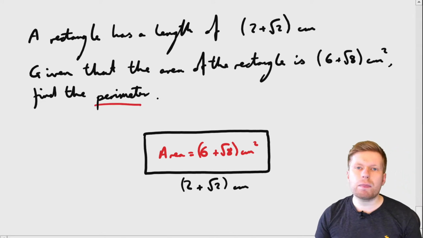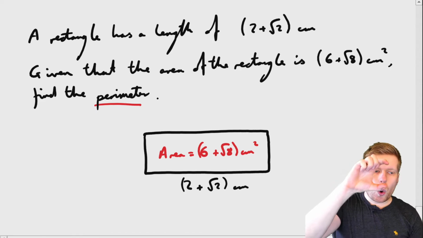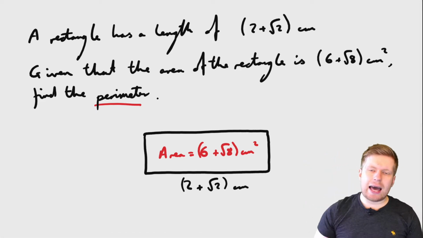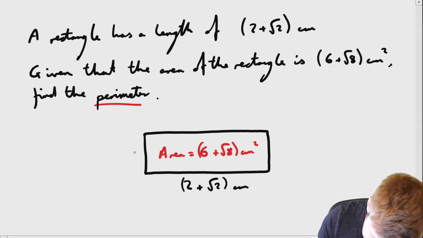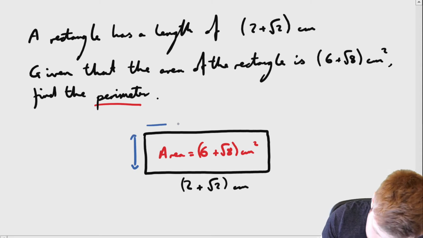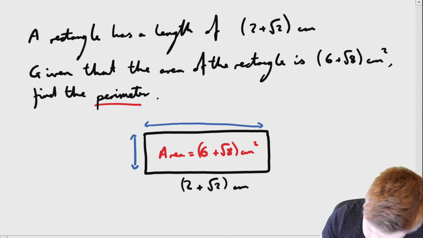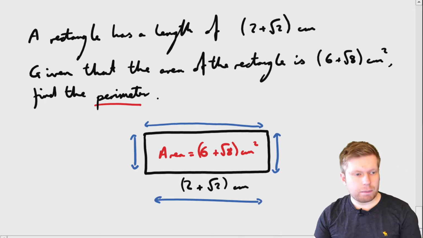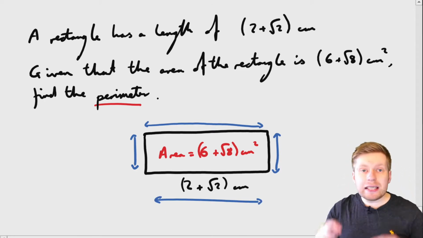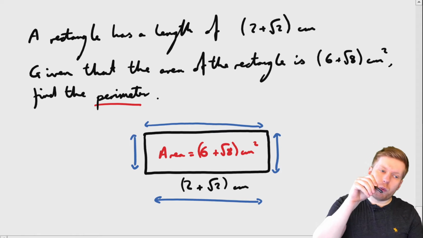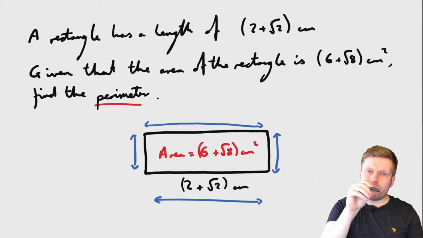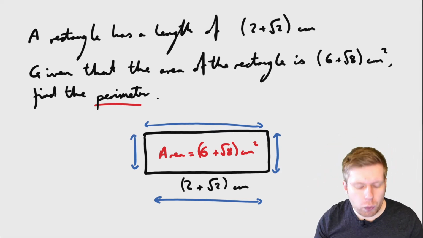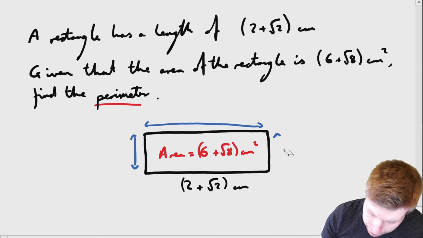Now the perimeter is simply all of the outside lengths added together. In other words, it's this length plus this length plus this length plus this length down here. Basically, if you start at a corner and walk all the way around the edge of that shape, how far will you walk? So it's all of the lengths added together.